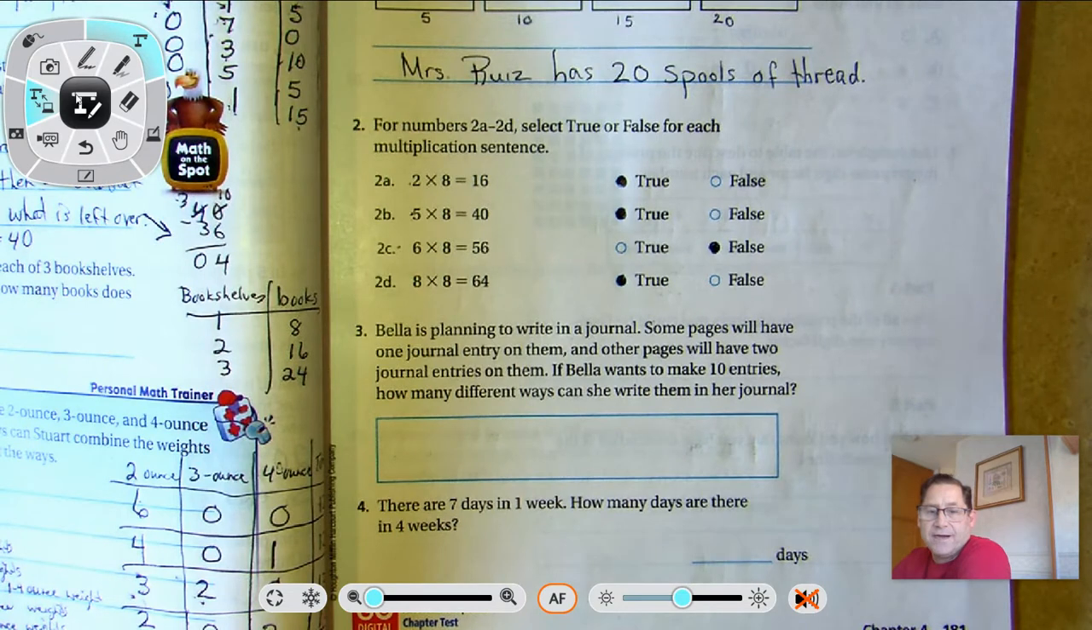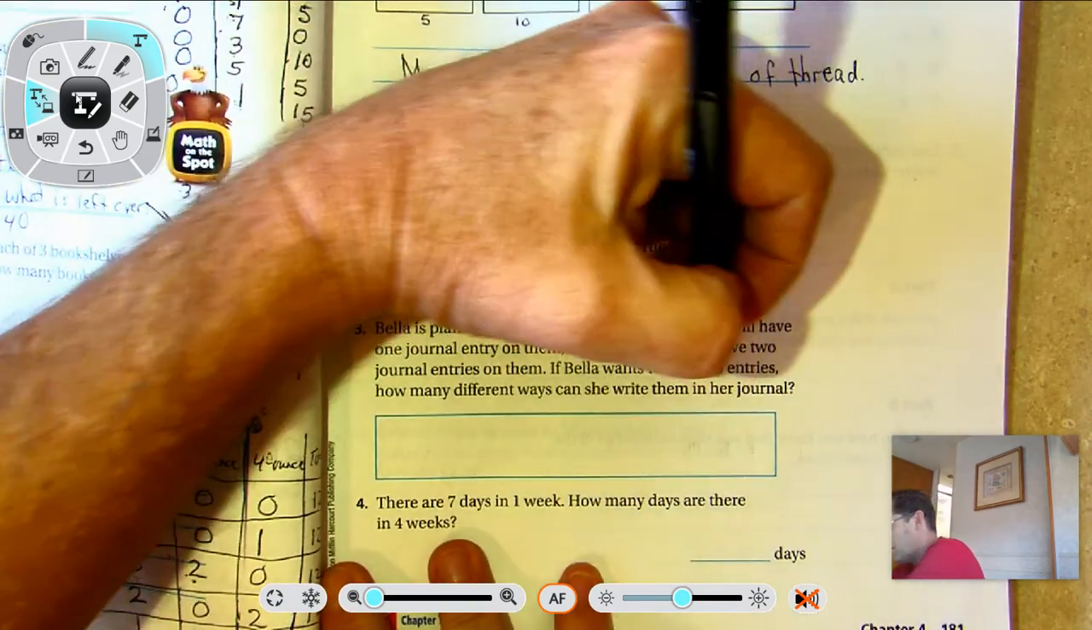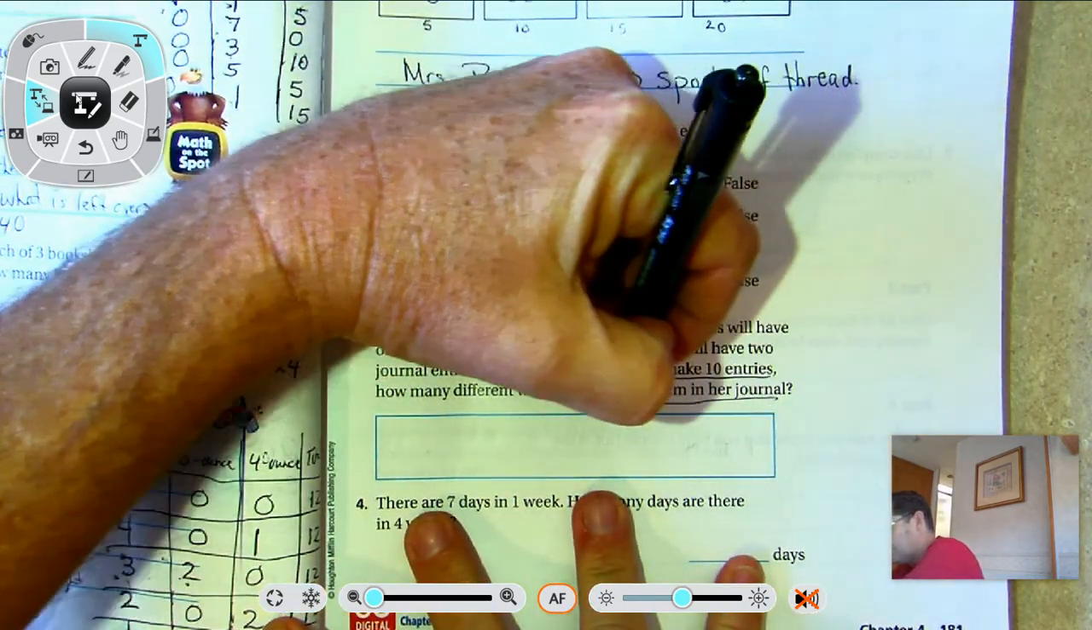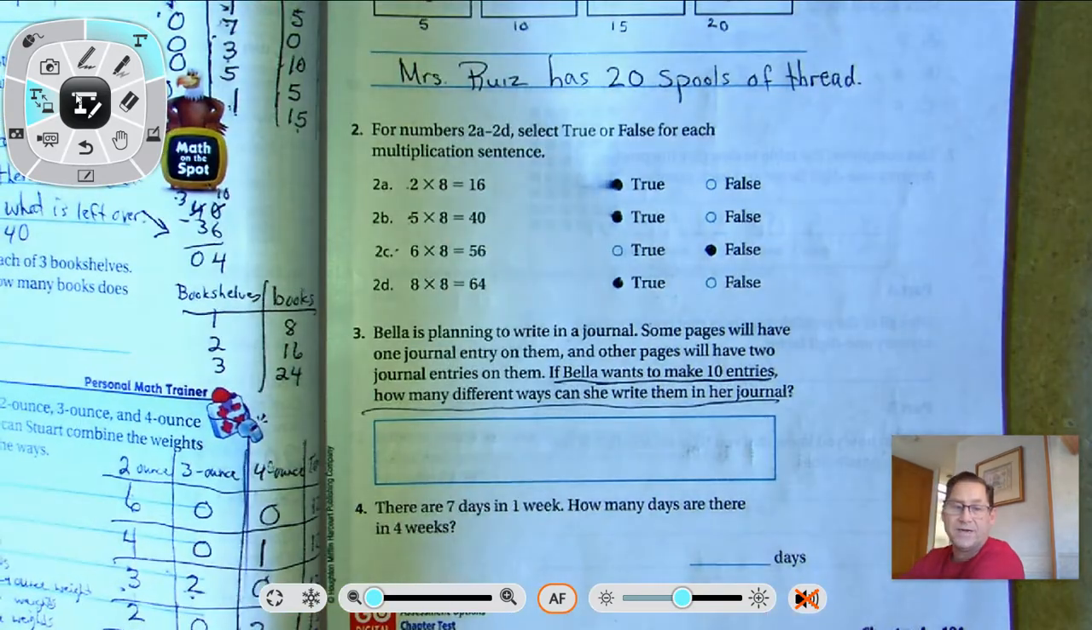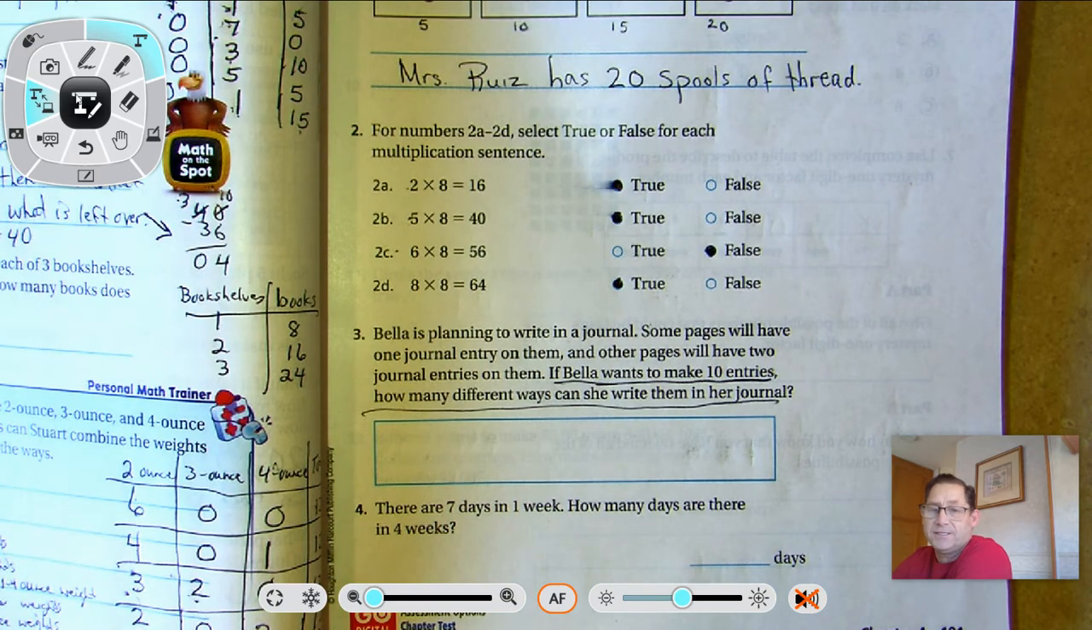Bella is planning to write in a journal. Some pages will have 1 journal entry on them, and other pages will have 2 journal entries on them. If Bella wants to make 10 entries, how many different ways can she write them in her journal? So, how many different ways can she write them in a journal if she wants to make 10 entries?